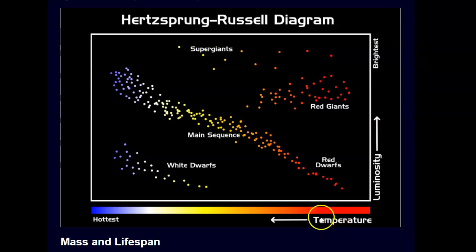x-axis, notice that this is a little counterintuitive to our normal everyday understanding, but red is actually the coolest kind of stars, and the hottest stars are blue. And you can kind of think about this if you're ever sitting at a campfire.